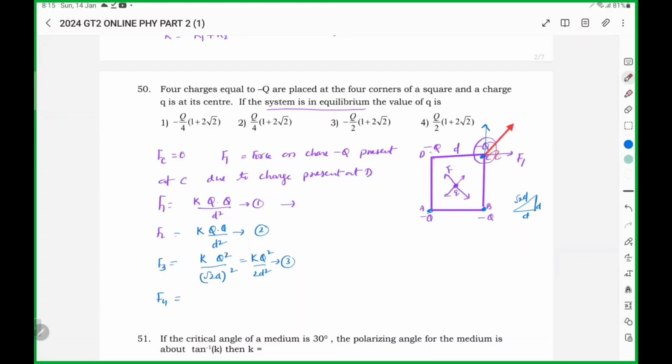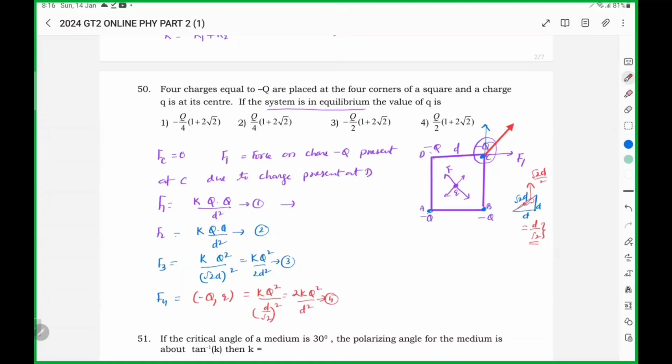Now the fourth force is between minus q and q. So this q will attract minus q with a force k. Here the total is root 2d. This distance will be root 2d by 2, which is d by root 2. So kq square by d by root 2 whole square, which is 2kq square by d square.